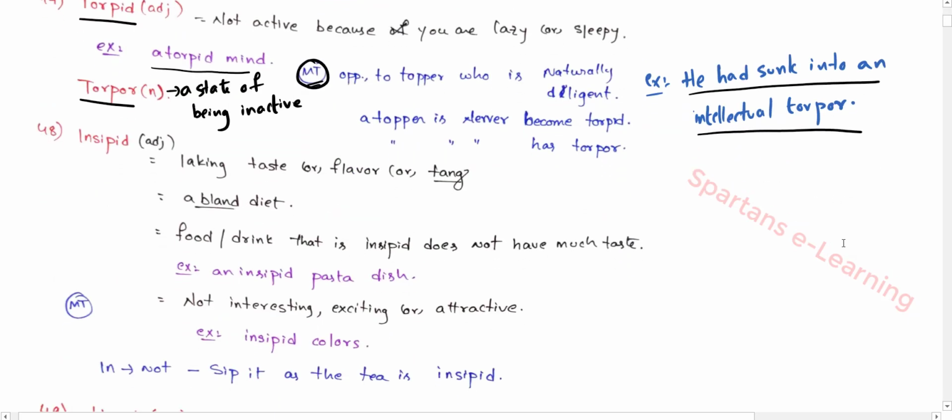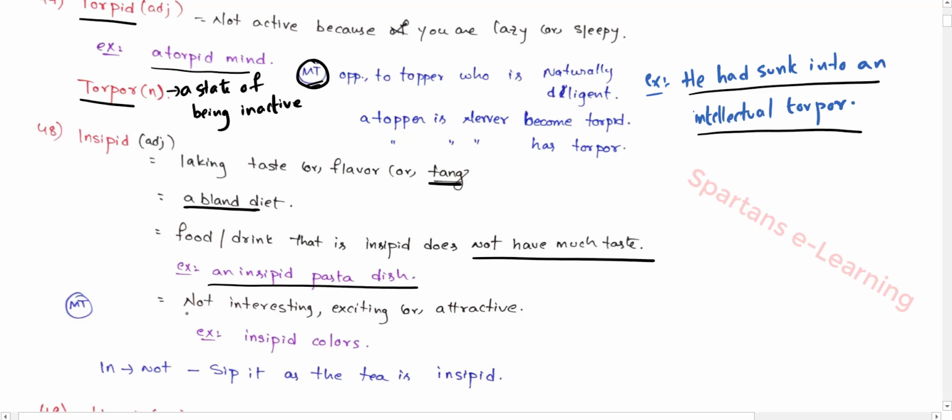Our next word is insipid. Insipid is an adjective. Insipid means lacking taste or flavor or tang, right? Insipid also means a bland diet. Insipid food or drink actually doesn't taste good, right? So if a food or drink is insipid, it means that it doesn't actually taste good. Example, an insipid pasta dish. That means a tasteless pasta dish.